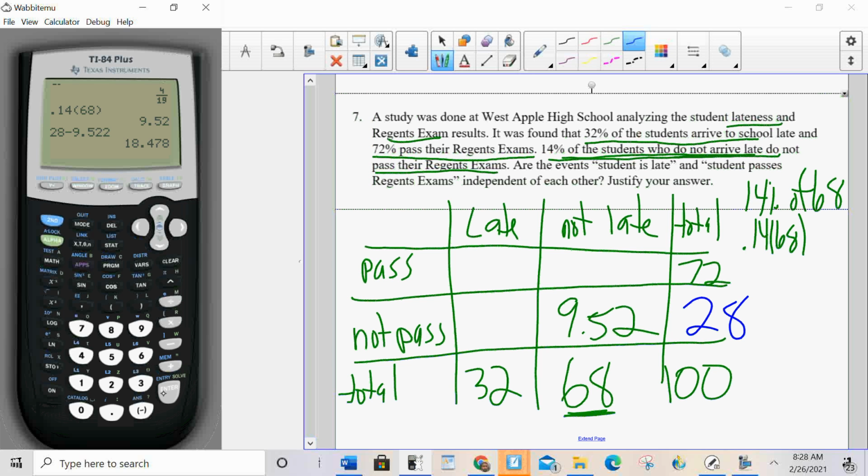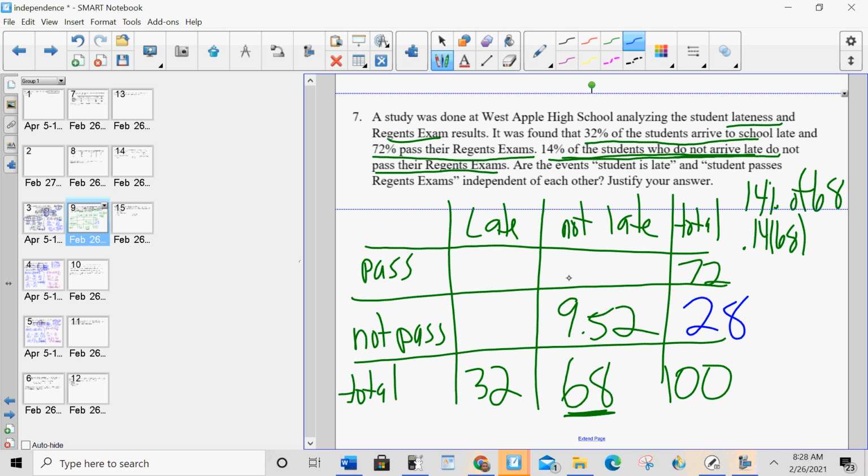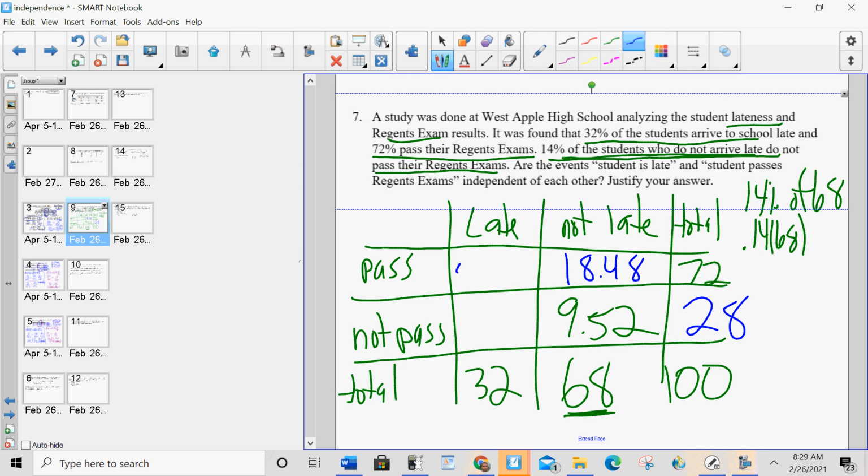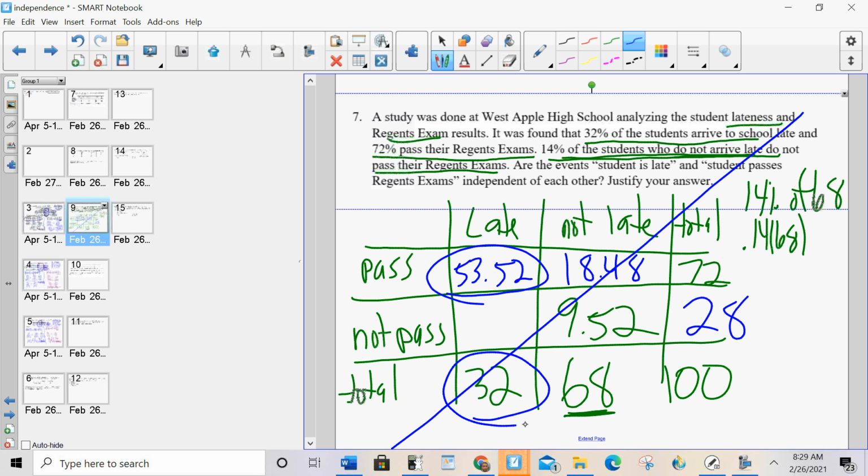Whoops, that was a little too much. 28 minus 9.52 is 18.48. I could subtract 72 and 18.48. And this doesn't make any sense, this problem. So we're not going to do this problem because it doesn't make any sense. Sorry, because this can't be more than this.